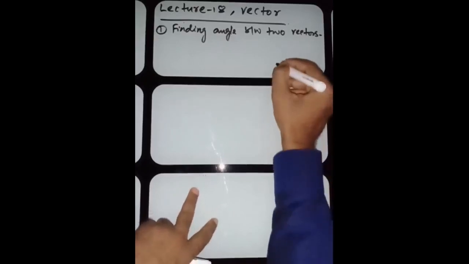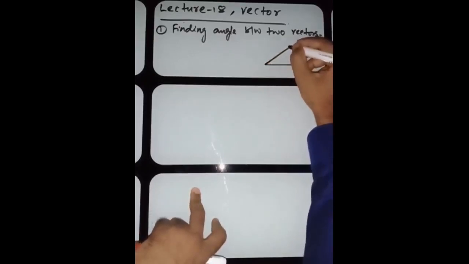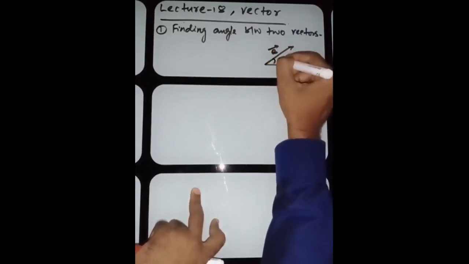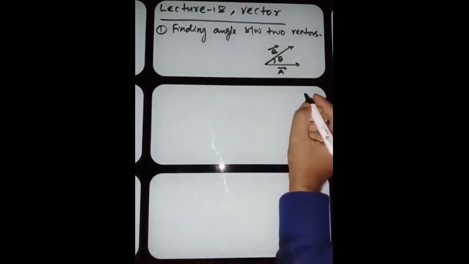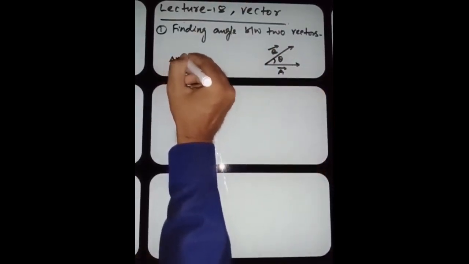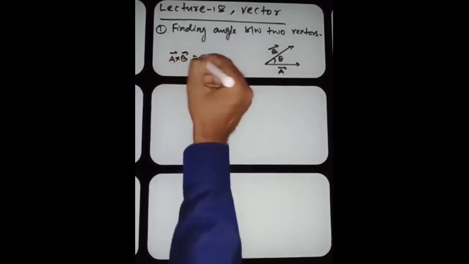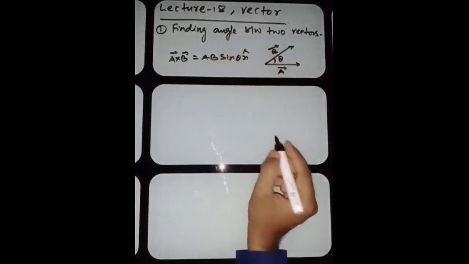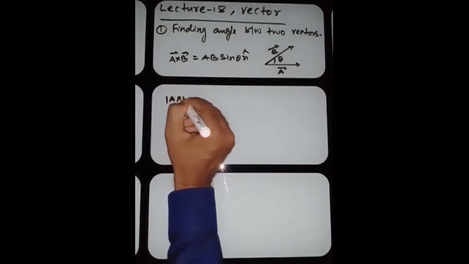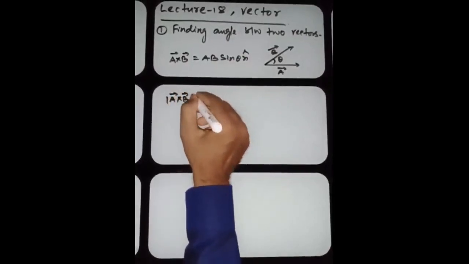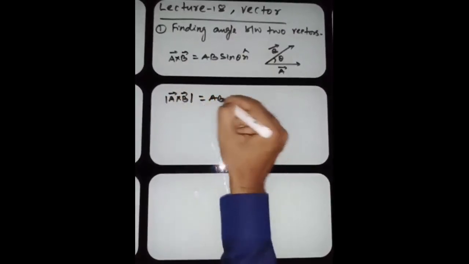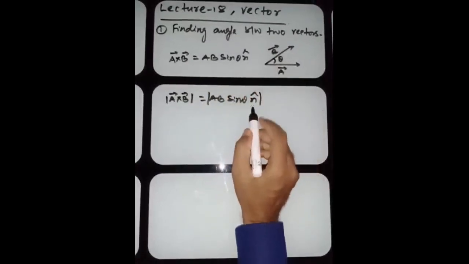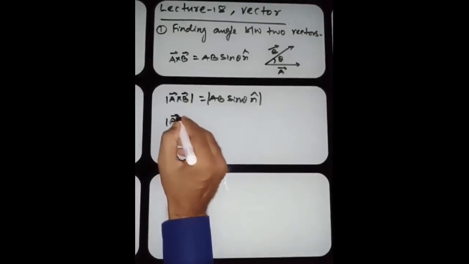Angle between two vectors, my dear students. We know that if there are two vectors A and B inclined at an angle theta, then A cross B can be written as AB sine theta n cap. And the mod of A cross B will be mod of AB sine theta n cap.